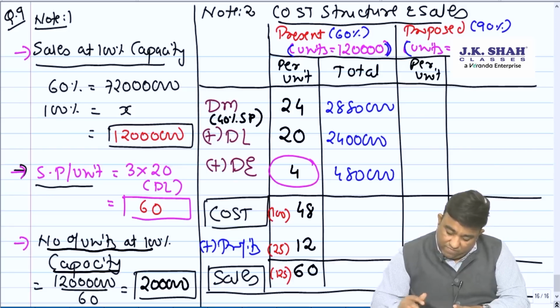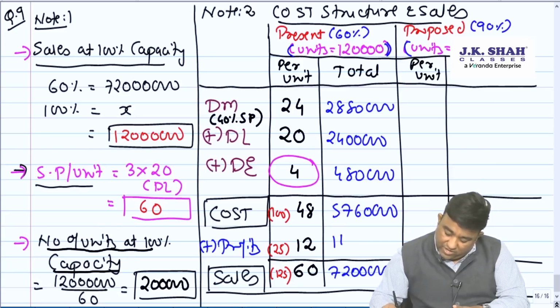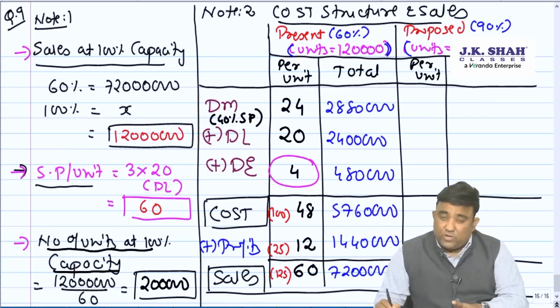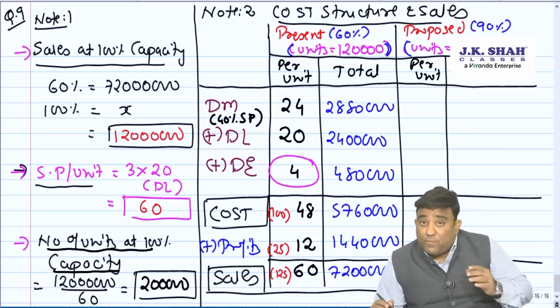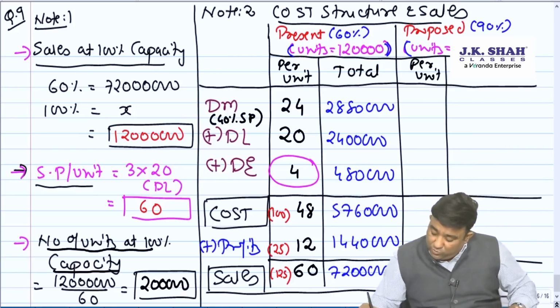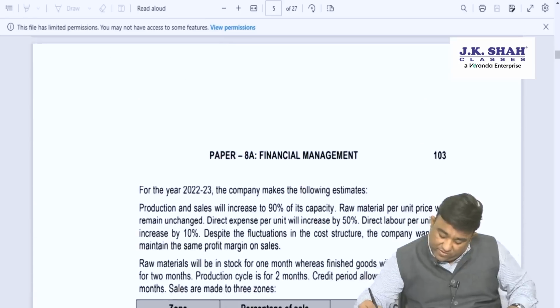It is 57,60,000. This is 72 lakh. Obviously available. The profits have to be 14,40,000. But to your utter surprise, we are not concerned with the present structure. We are concerned with the proposed structure. So in the proposed structure, just check out what changes they have given.